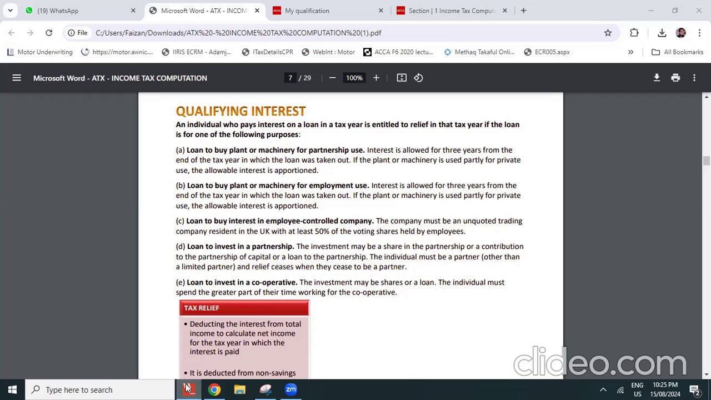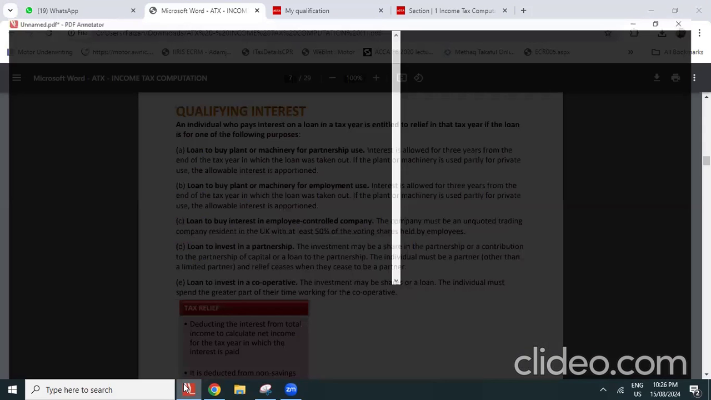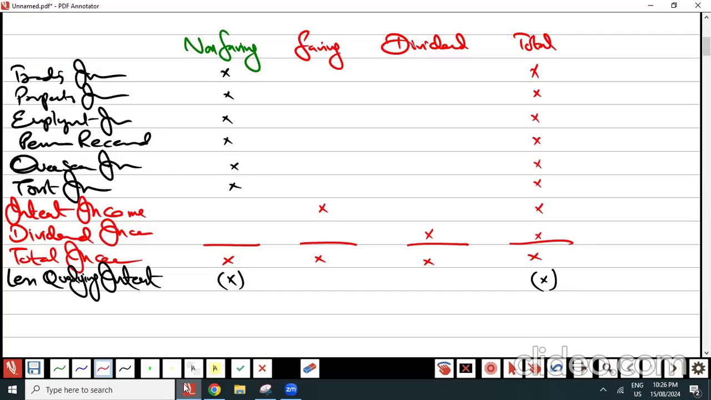But just remember: if you took a loan to buy machinery for employment, or machinery for partnership use, or to buy shares in a partnership, or shares in an employee control company, or shares in a cooperative society, in any of these five cases, the loan is a qualifying loan and the interest of the loan is going to be deducted from total income. And after deducting it, we will have an answer.